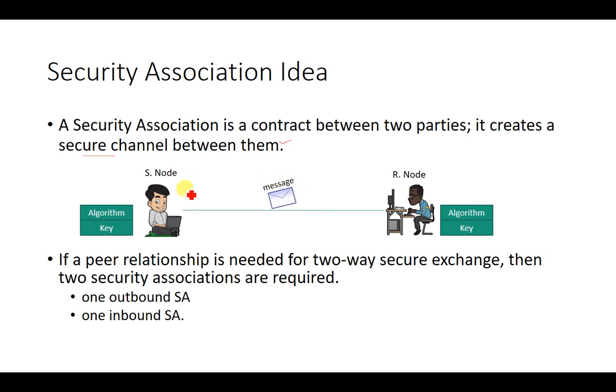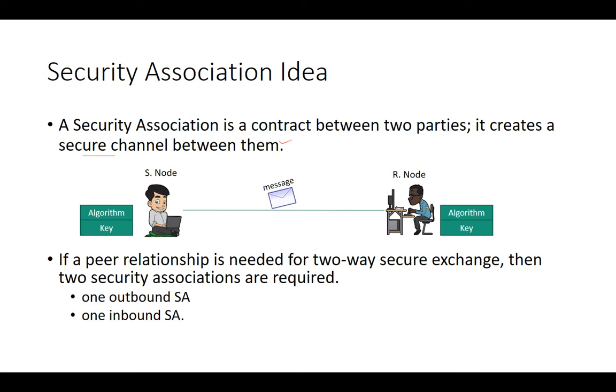Now let us assume that the S node needs a unidirectional communication. That means he only sends the message to the R node, but the R node may not send any message to the S node. So the S node wants a unidirectional communication, as well as he wants only confidentiality to be preserved. So what do you mean by confidentiality in a message? Whenever you are sending a message to the other party, what do you mean by confidentiality?